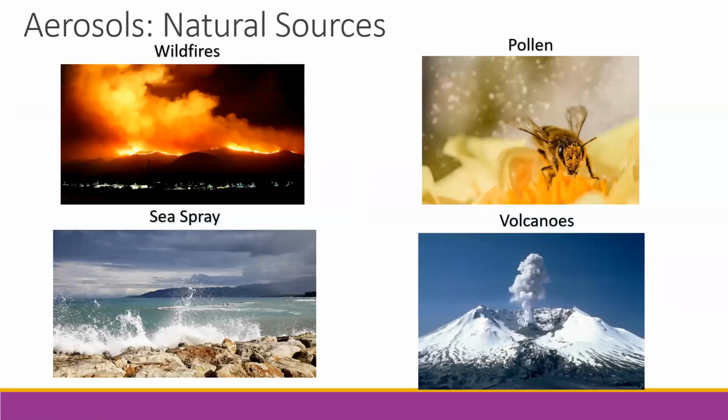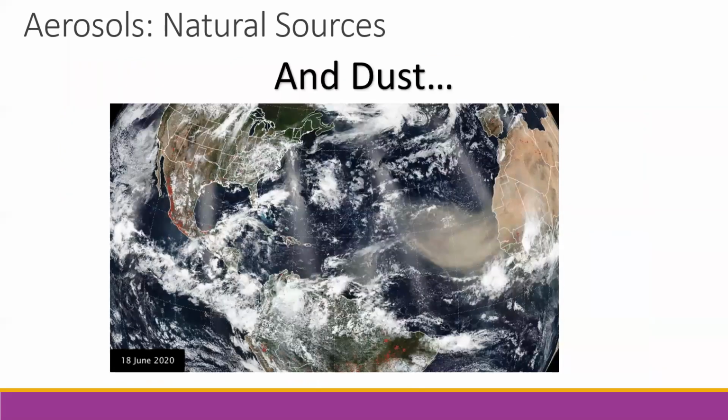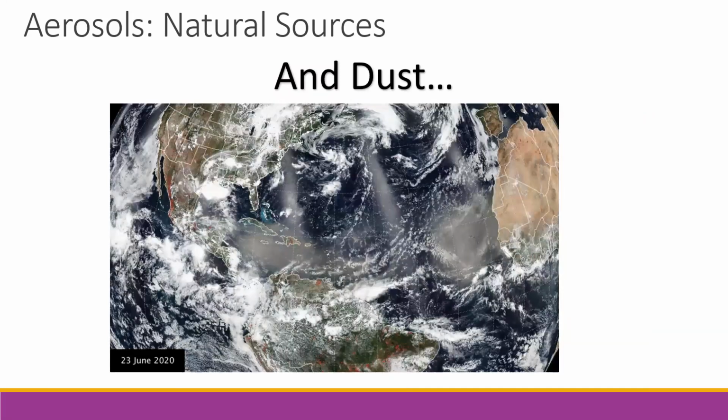So aerosols have many important natural sources. They can come from wildfires, though you could argue humans have a very important role to play in wildfires these days. They can come from biological sources like pollen. They can come from little bubbles that come from waves in the ocean, creating sodium chloride aerosols. And then you can also get an important source from volcanoes. And of course, an important source of natural aerosols is dust.